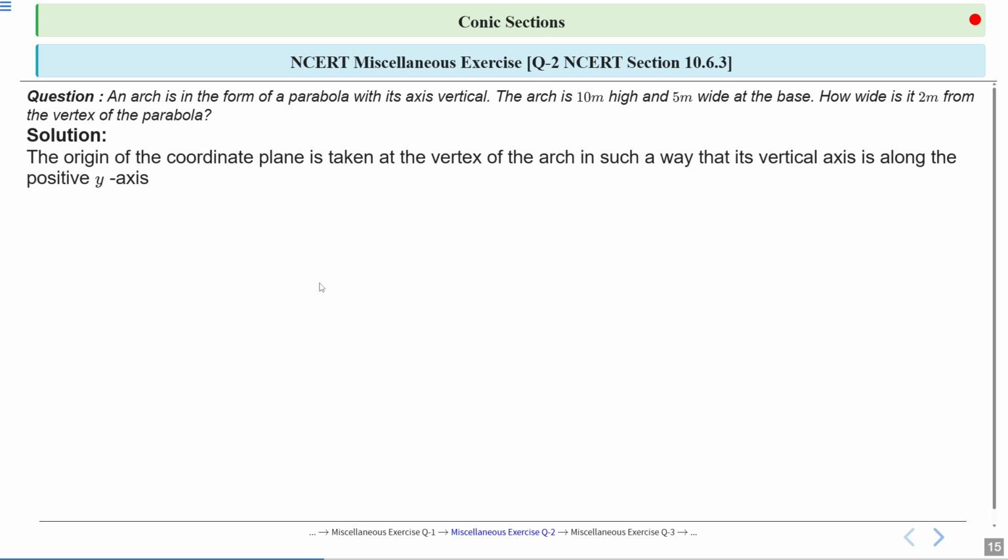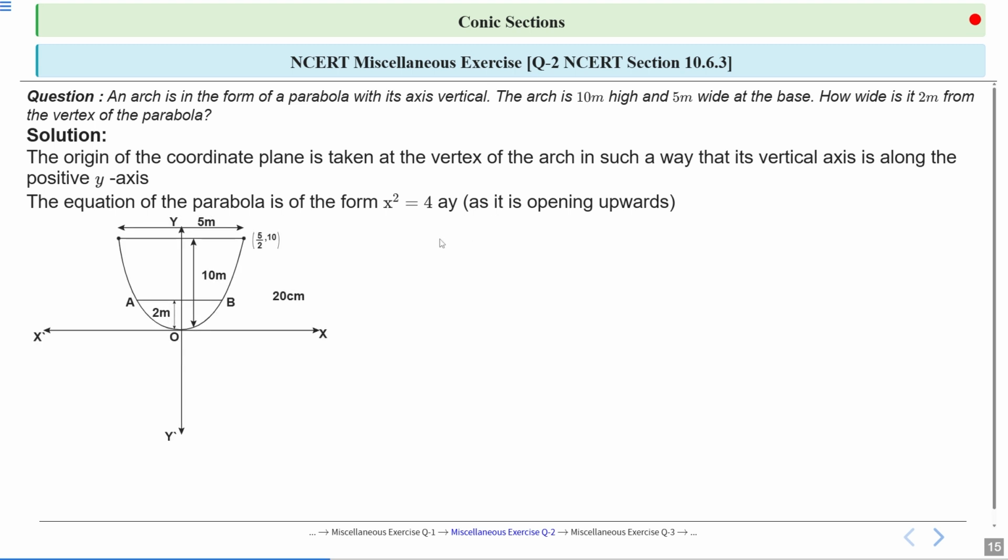The origin of the coordinate plane is taken at the vertex of the arch in such a way that its vertical axis is along the positive y-axis. Okay, so this is how we have taken the origin of the coordinate plane. The equation of the parabola is of the form x square is equal to 4ay. Why? Because it is opening upwards. So this is the diagrammatical representation of the parabola.